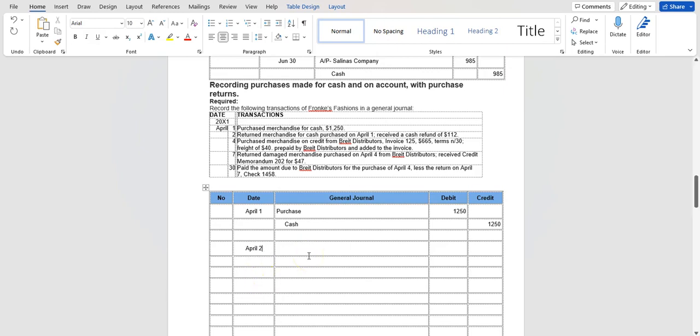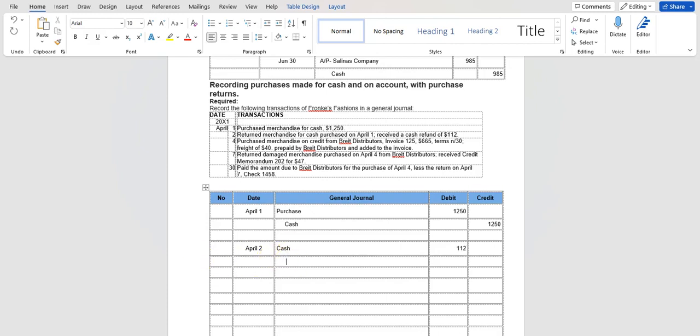we returned merchandise for cash purchased on April 4th and received a cash refund of $112. So we received a cash refund. When we go to the store and we receive cash refunds, we get cash back. Correct. So we're going to go and debit our cash for $112.